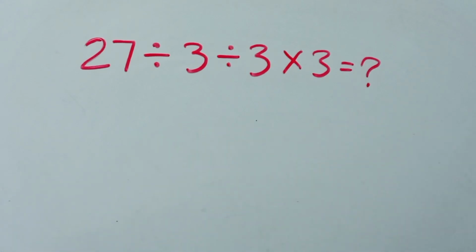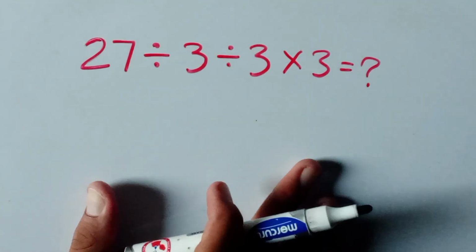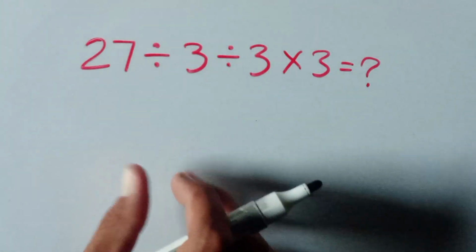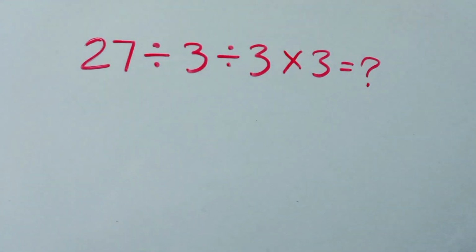Welcome to Logic's Hub. Can you find the value of this difficult problem, which is 27 divided by 3 divided by 3 times 3? If you are talented, then solve this question in just 40 seconds. But if you are a student and do not know how we can solve this type of question, then in this video I will solve it step by step.